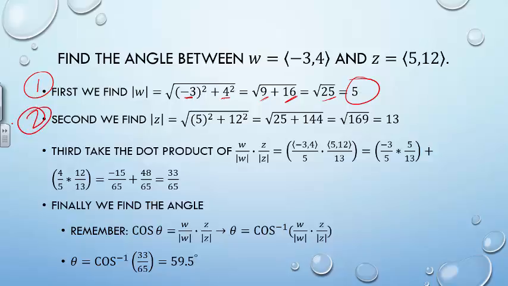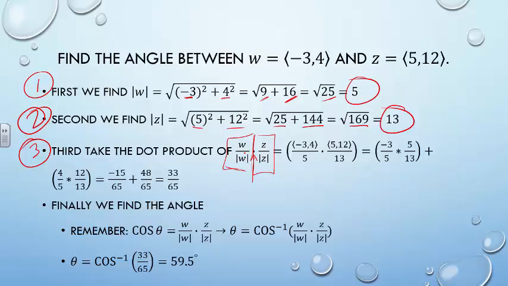Second, we find the magnitude of z. And we've got x is 5, y is 12, 5 squared is 25, 12 squared is 144. Add them together is 169. Take the square root, and we have magnitude z is 13. The third step is to take the dot product of vector w over the magnitude of w, that symbol for dot product, vector z over the magnitude of z.